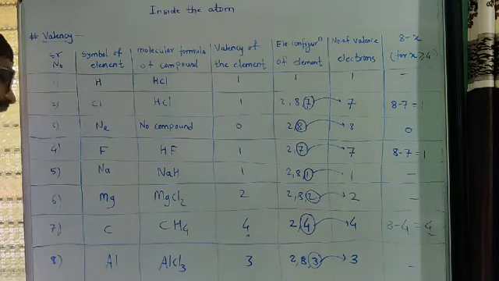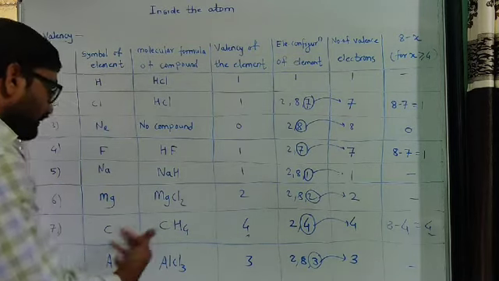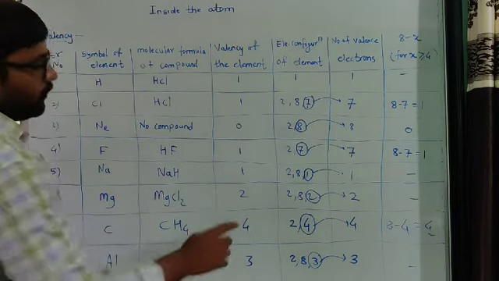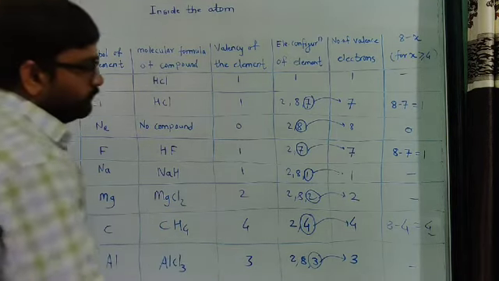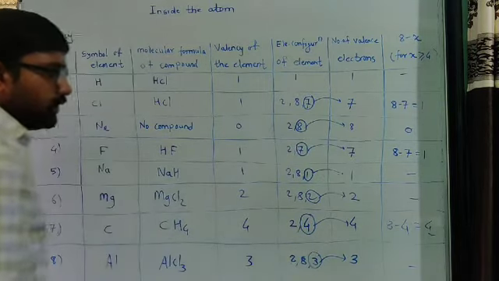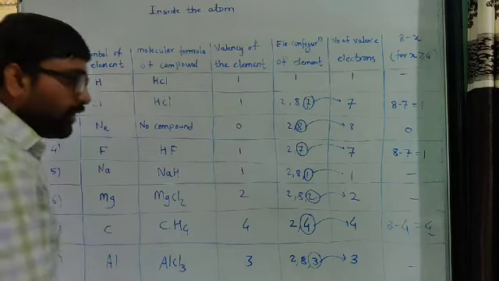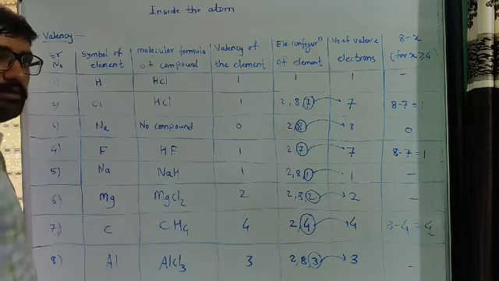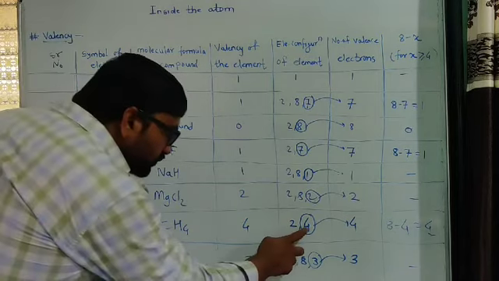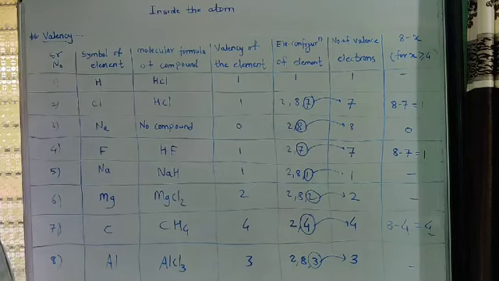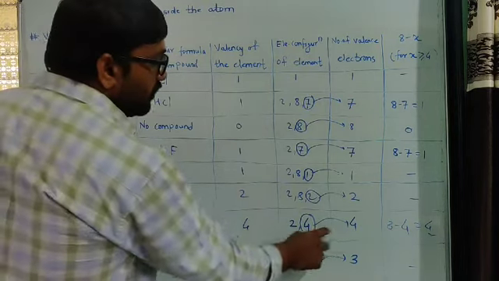CH4, that is methane, is a compound formed by carbon. So carbon has a valency of 4. How? Look at it. The electronic configuration of carbon is how much? 2, 4. Okay. So the number of valence electrons is how much? Valence means outermost electrons. So these 4 electrons are present in the outermost orbit. That is, the valence electrons are how much?